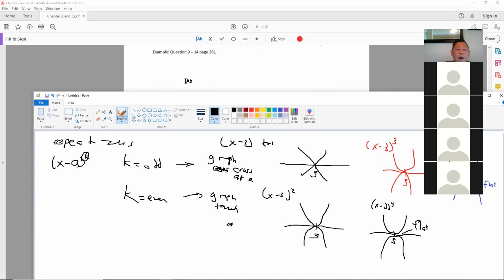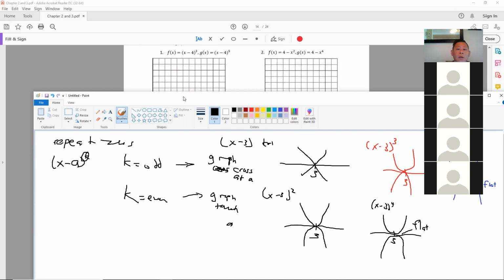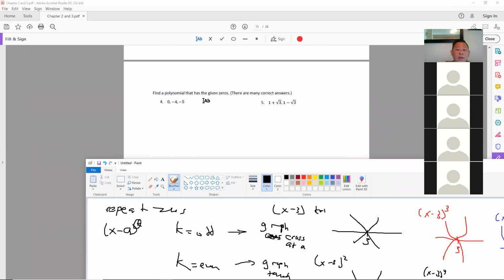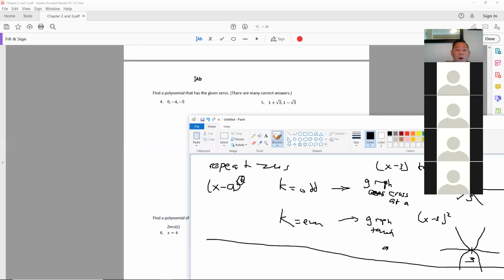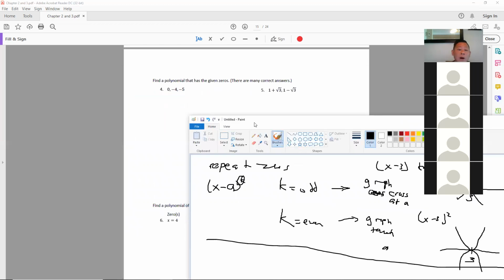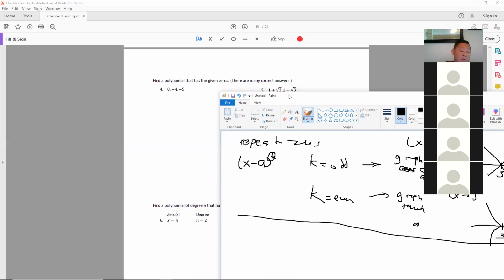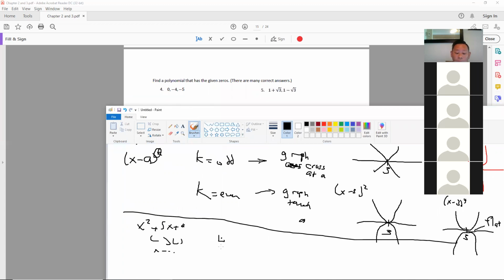So I will do some examples here. Let's talk about finding the polynomials given these zeros. Last time, remember, I give you a polynomial, x squared plus 5x plus 4, and you factor this and give me your zeros. Now I do the opposite. In question 4 in the notes here, I give you the zeros 0, -4, and -5. You have to give me the polynomial.